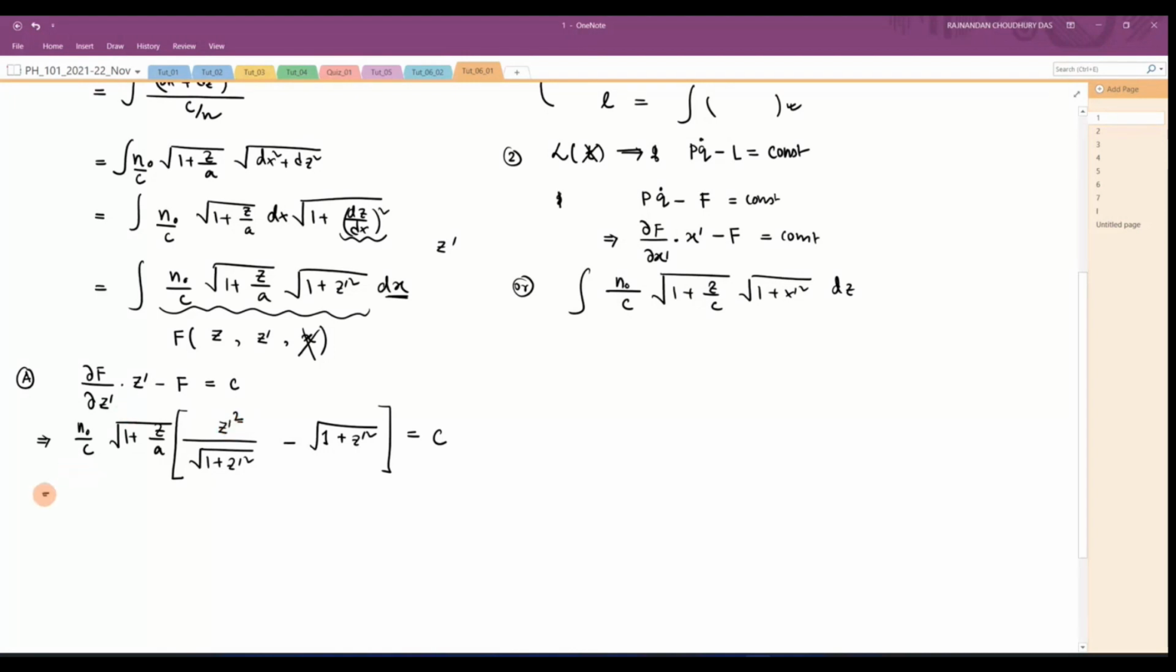Then you go ahead and solve it. The first part is like this. You can solve it like this. So if you solve it, z prime square minus 1 plus z prime square, or it will become minus, it will become n naught by c root over of 1 plus z by a, 1 divided by root over of 1 plus z prime square, is equal to some constant. Let me write some constant a. So you solve it, you will get your z in terms of, do I need to solve it or can you solve it?